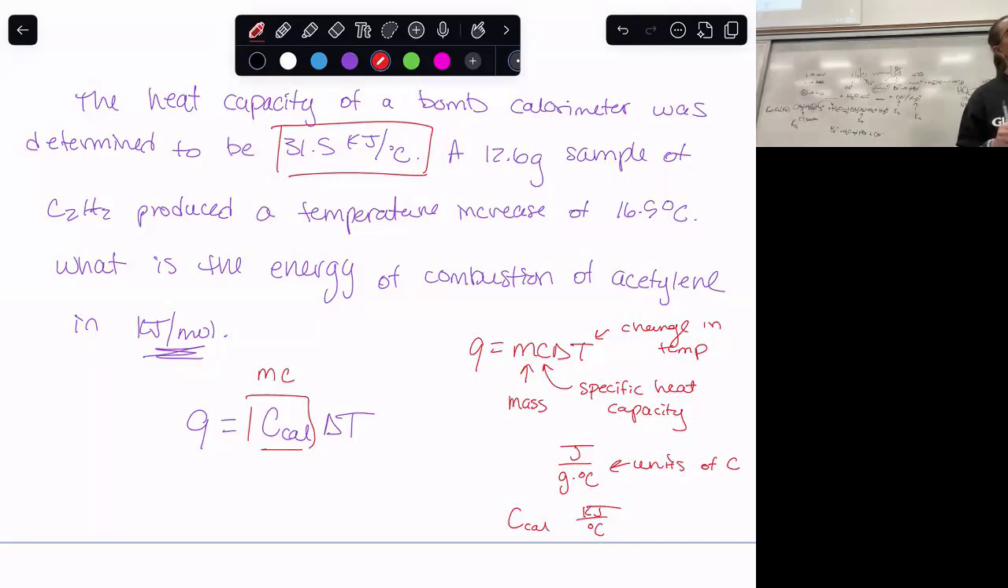Then how do we know we can just do Q equals C cal times change in T, or whether we have to do the whole equation? Between calorimetry and bomb calorimetry, you can use the C cal directly. There is a time where it has that extra component with it, but you'll be given more information in the question at that point. When you're given something in kilojoules per degree Celsius, or it says bomb calorimeter, or combusted in a calorimeter, that would usually indicate a C cal type of question.